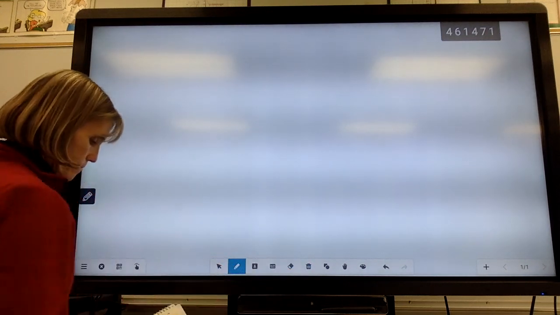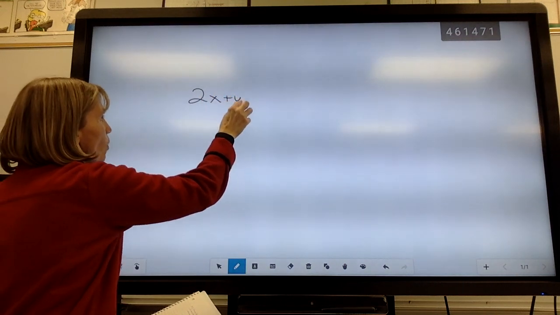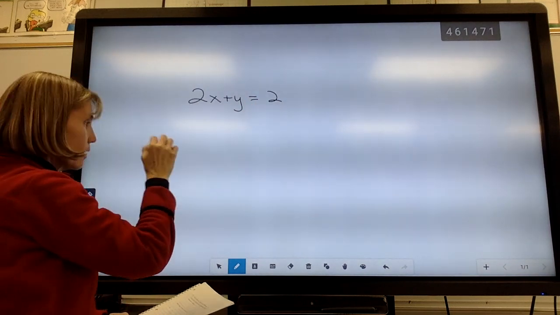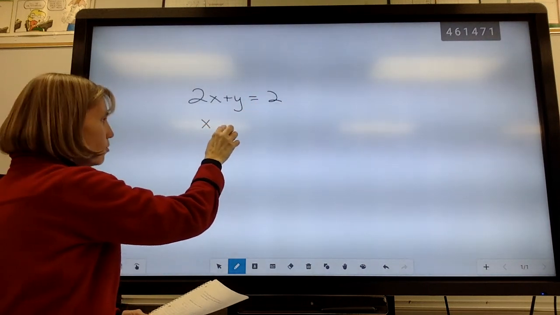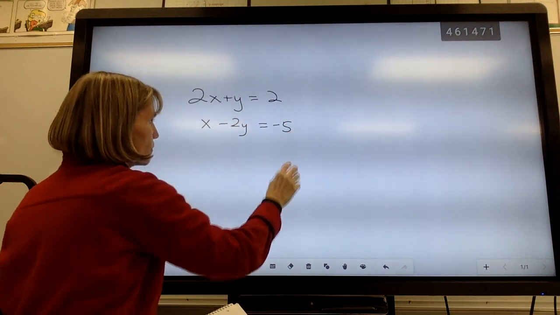Okay, and let's try one more. Okay, I've got 2x plus y equals 2. And I've got x minus 2y equals negative 5.